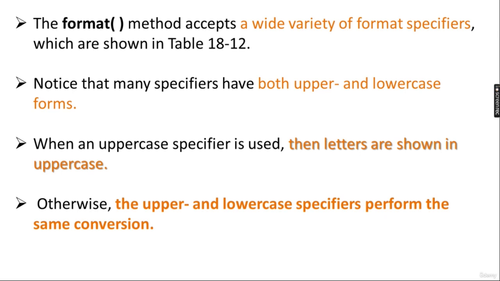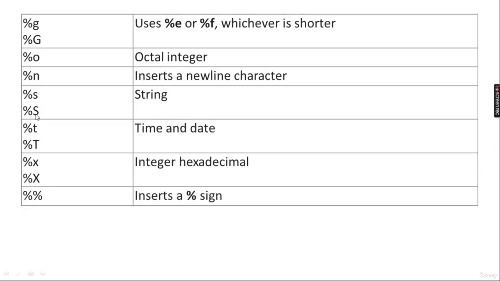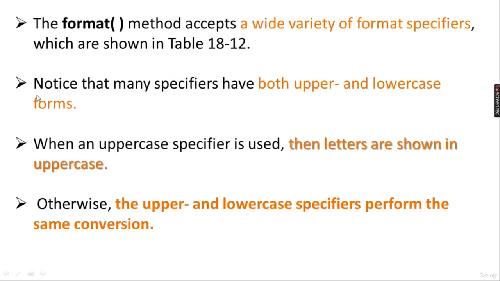The format method accepts a wide variety of format specifiers. We have already seen them in Table 18-12. Okay. Notice that many specifiers have both upper and lowercase formats. When an uppercase specifier is used, letters are shown in uppercase, otherwise they are shown in lowercase. Upper and lowercase specifiers perform the same conversion. Okay. For example, when an uppercase specifier like %S is used, the output is displayed in capitals. And if you use the specifier in lowercase, they perform the same conversion.